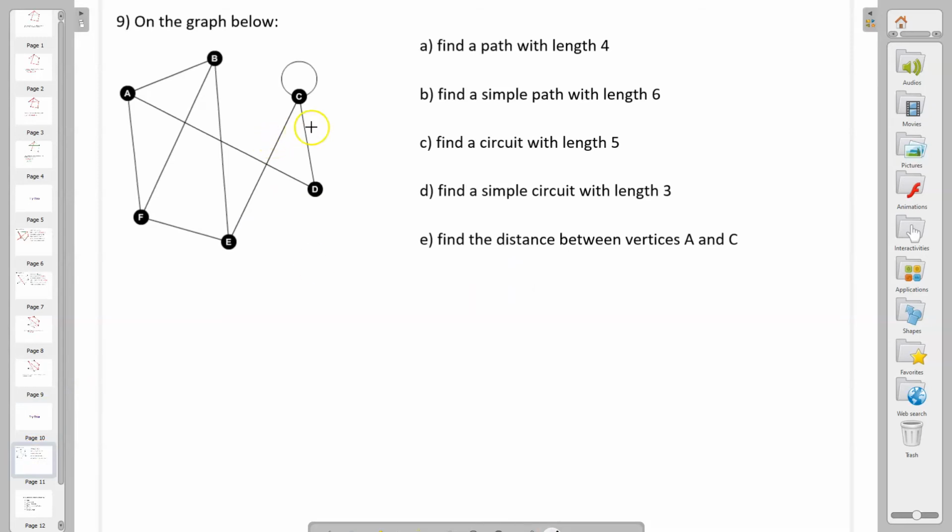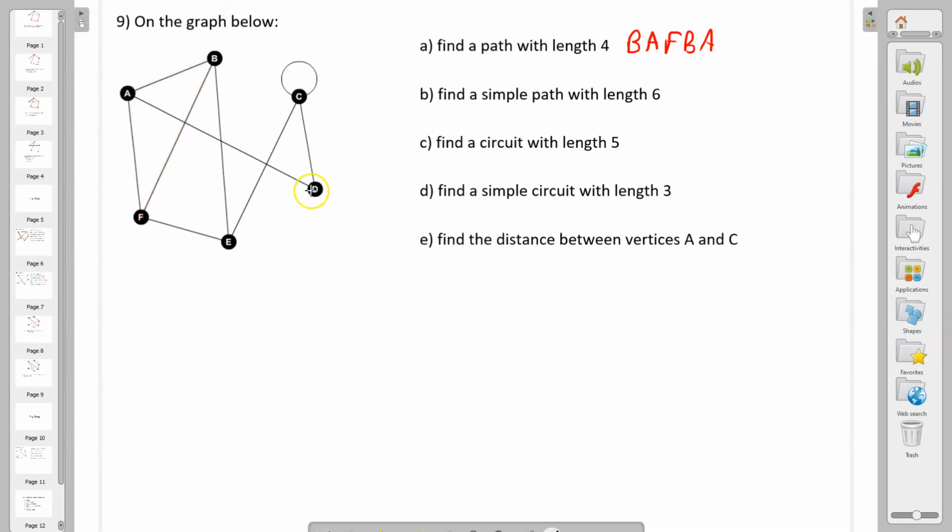We're presented with a path, and we're asked to find the path with a length of 4. We'll start off at B, go to A, to F, F to B, and B back to A. We can see that our path has 4 edges on it, and it repeats one of the edges, the edge between B and A. We've drawn the path. Now we'll write it down by identifying each of the vertices that make up the path. B, A, F, B, A. 1, 2, 3, 4 edges.